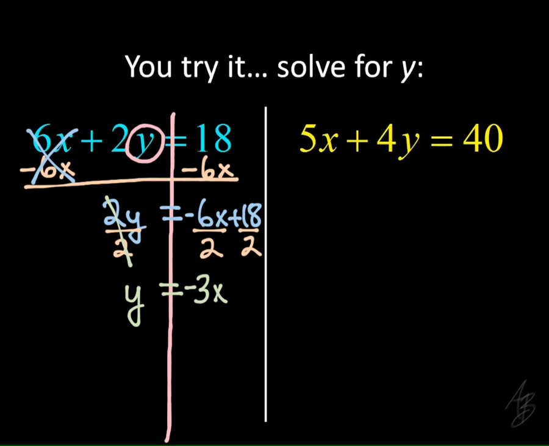And then what is 18 divided by 2? 9. 9, is that positive or negative? Positive. So we'll put a plus there, right? Yep. And there's your answer. So we get y equals negative 3x plus 9.